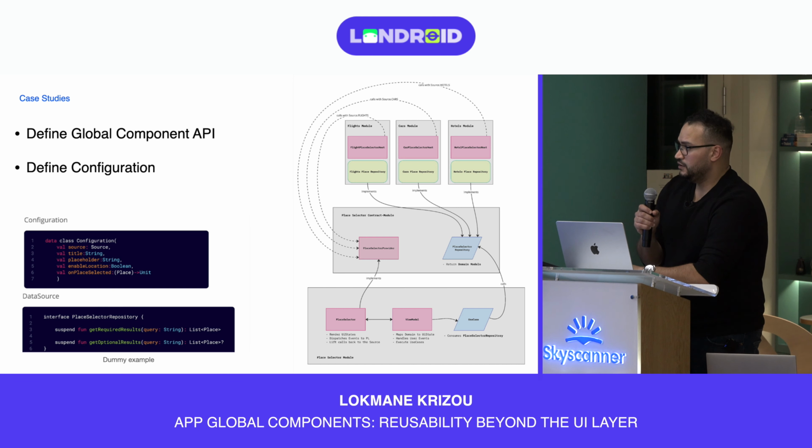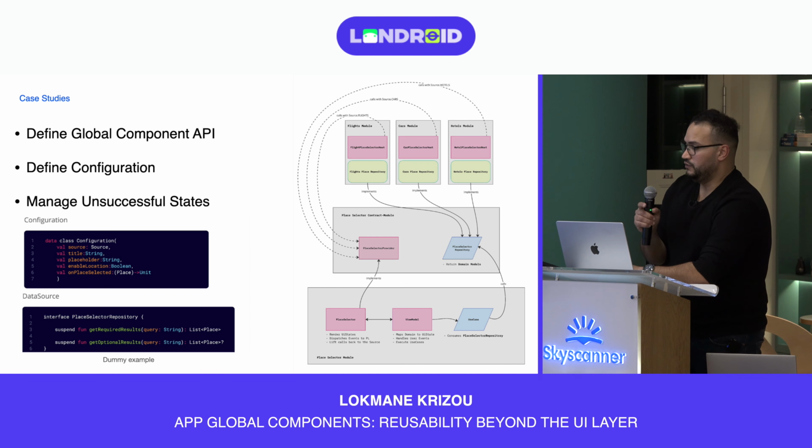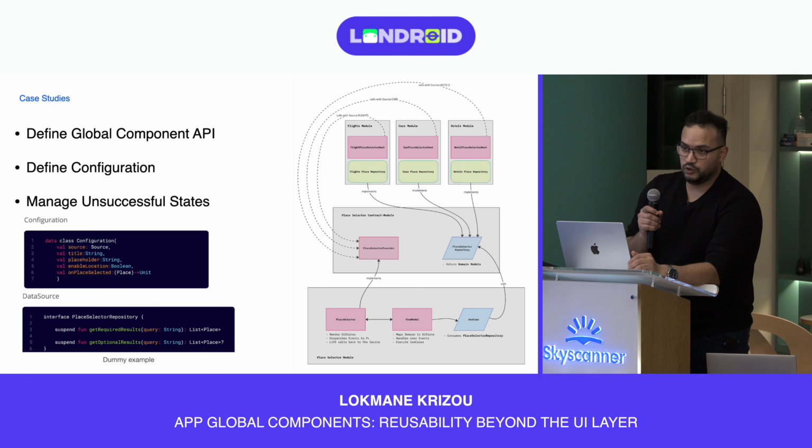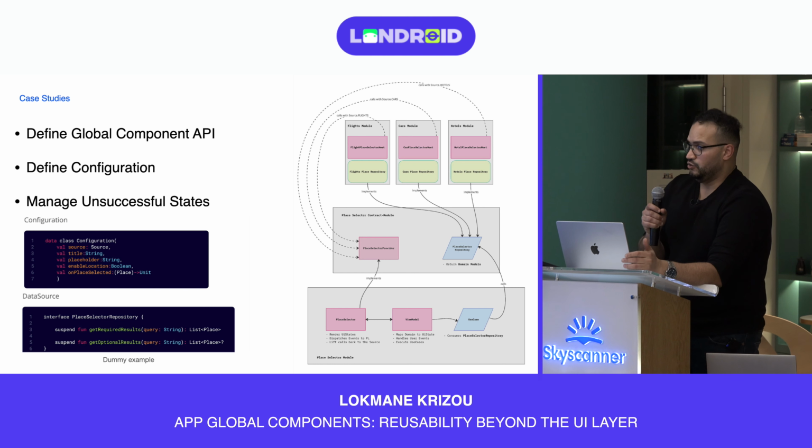Once you have both the place selector repository, or the API as we call it, and the provider, your next thing to do is make sure that you manage the unsuccessful state. To manage the unsuccessful state, you need to involve product and design to make sure that you don't make decisions that are going to affect you later on, and you want to show the exact state that you need for the users to see.